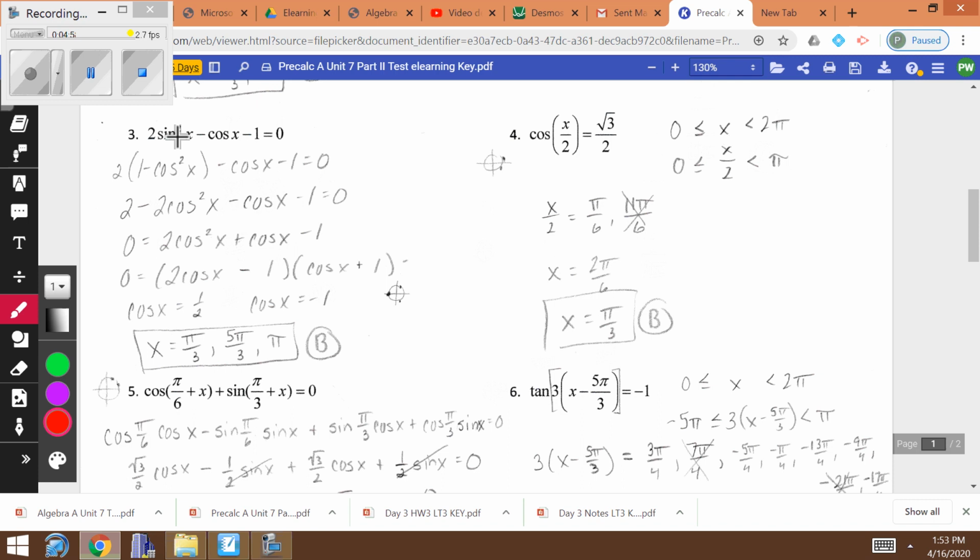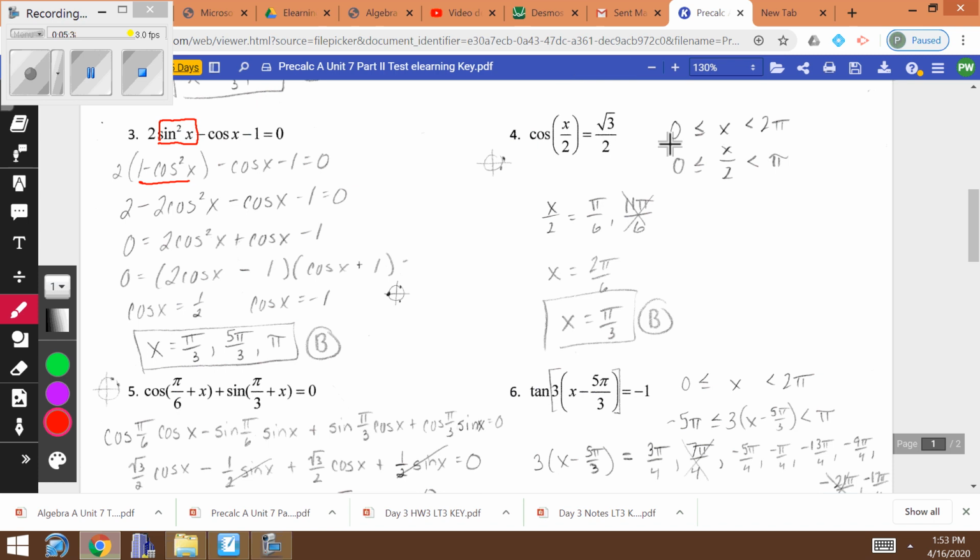Number three, once again, we have a sine and a cosine, so that's kind of your clue that you're going to want to make sure that you use your identities here on this one. So I replaced the sine squared with 1 minus cosine squared, and then multiplied it all the way out. And once again, we get something that can factor. So this one is a trinomial, so I factored it like a trinomial. We get the cosine of x is 1/2 and the cosine of x is -1, and that's what gave us our answers.